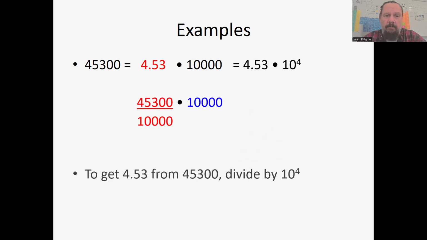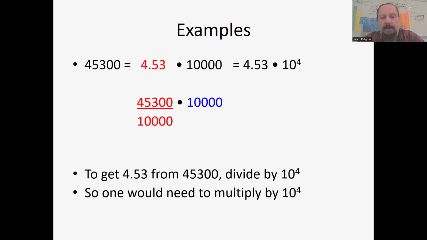So why do we do this? To get 4.53 from 45,300, we're dividing by 10 to the 4th. So we need to multiply by 10 to the 4th. That's why the red number 4.53 is equal to 45,300 divided by 10,000. So that's why we get 4.53 times 10 to the power of 4th. You're moving the decimal point over 4 times. So you've got to multiply by 10 to the 4th.